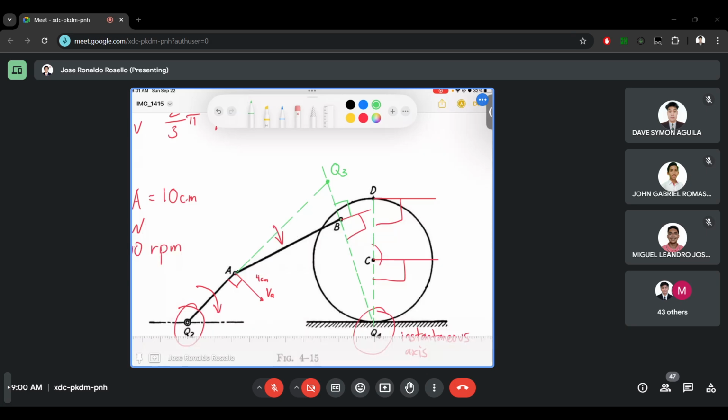Okay, again, to determine velocity B, since it is on the same link with A, we can determine a new instantaneous axis.